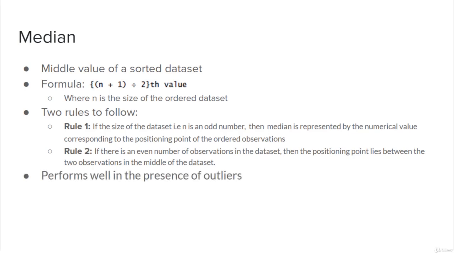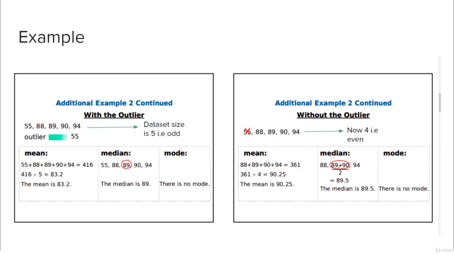So median performs well in the presence of outliers. This is something we can use to combat outliers. Here is an example, and let's go through it one by one. Example on the left-hand side: this is the exact set of scores we saw earlier, the scores of those students.